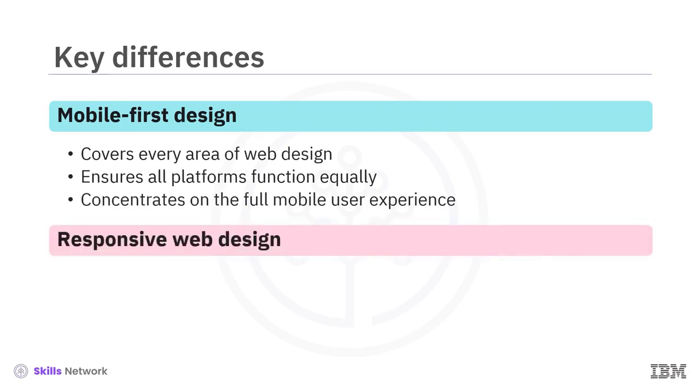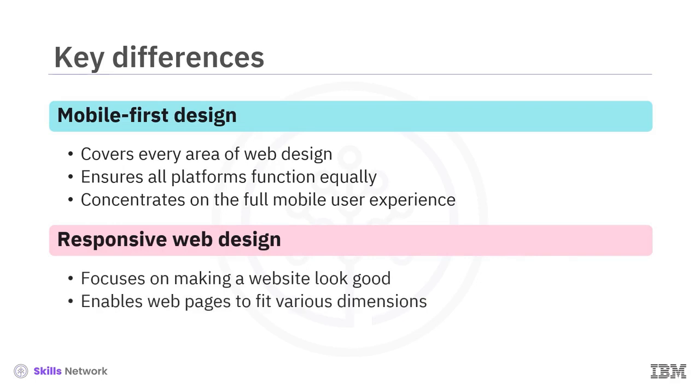The responsive web design approach, on the other hand, focuses on making a website look good across all devices. It enables web pages to automatically fit various dimensions of different devices to ensure the user can view the content on the screen comfortably. Developers make flexible changes to the design to accommodate other dimensions.